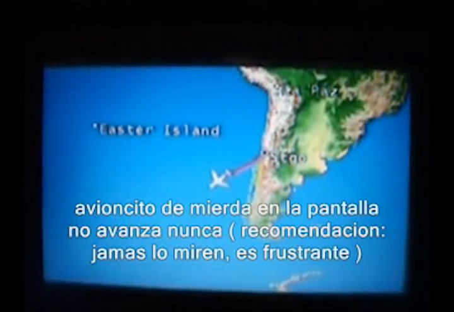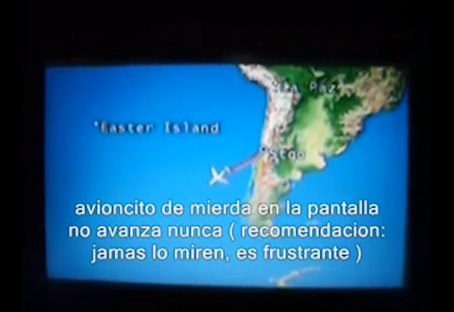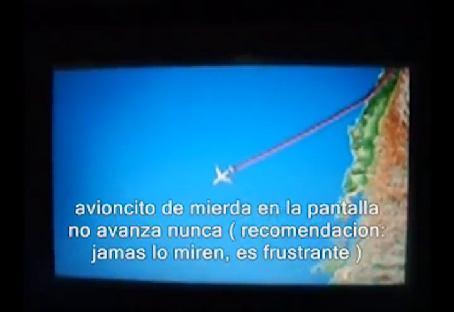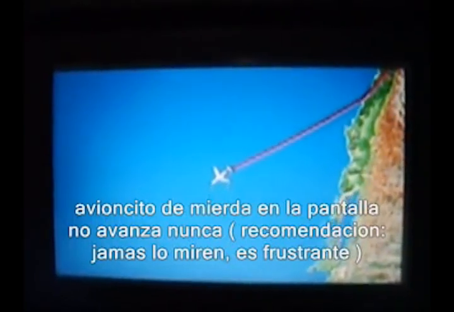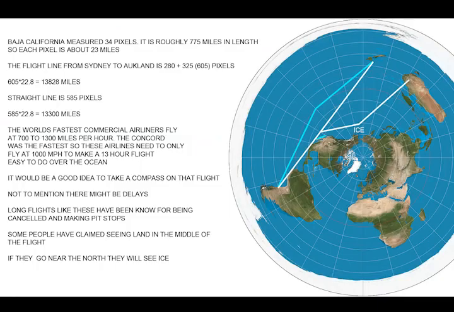If you head west on a globe straight from Chile to Sydney, you would never detour south. So the only way you would see ice is if you traveled over the North Pole or nearby it, which is exactly what they did.